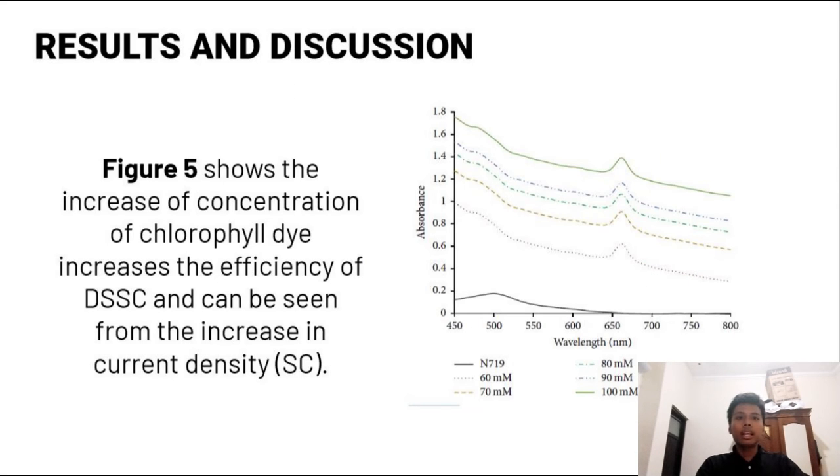And then last we have figure 5, which shows that the increase of concentration of chlorophyll dye increases the efficiency of the DSSC, and this can be seen from the increase in current density. The increase in current density is related to how much dye the titanium dioxide electrodes can absorb. However, the dye loading value increased while the effectiveness of the DSSCs dropped at doses above 90 millimolar. The precipitation of dyes on the titanium dioxide electrodes can be used to explain this outcome.